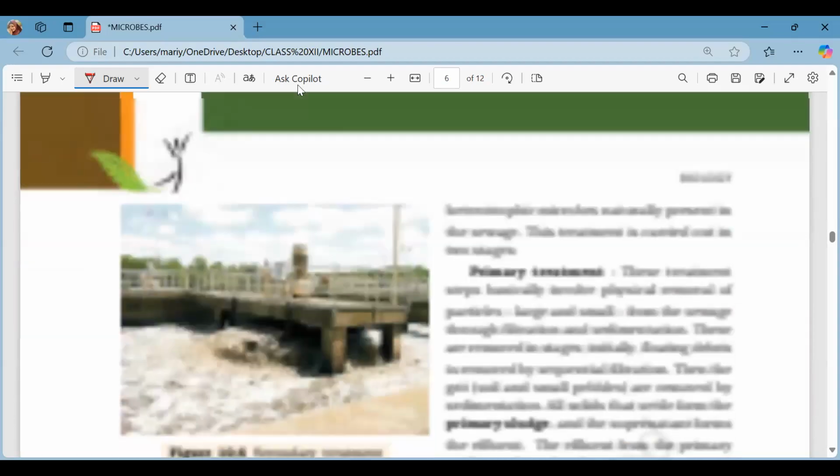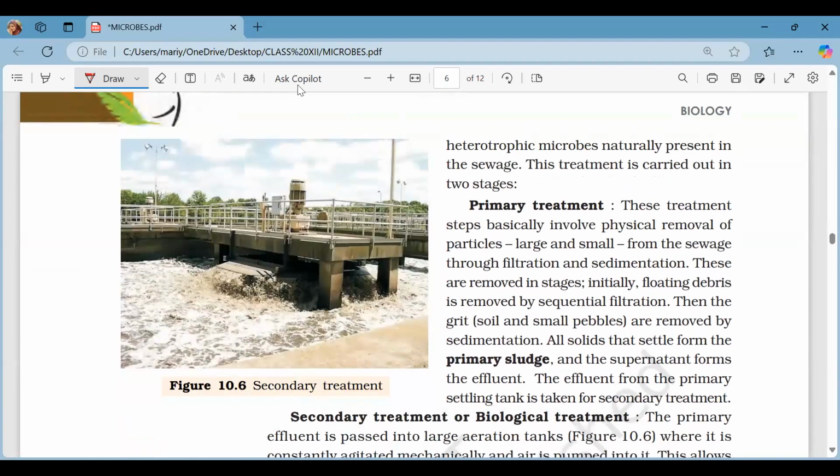Treatment of wastewater is done by the heterotrophic microbes naturally present in the sewage. The whole process of sewage treatment has been divided into two stages, primary and secondary. The primary treatment of the sewage is basically physical treatment. These treatment steps involve physical removal of particles, like the large and the small particles in the sewage, by filtration and sedimentation.